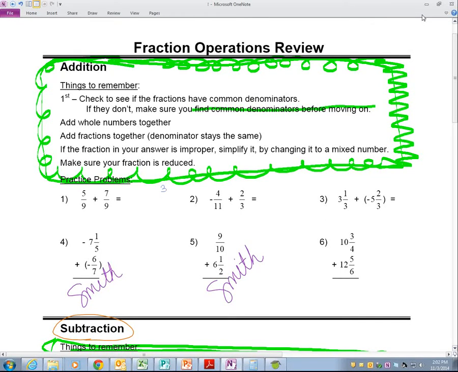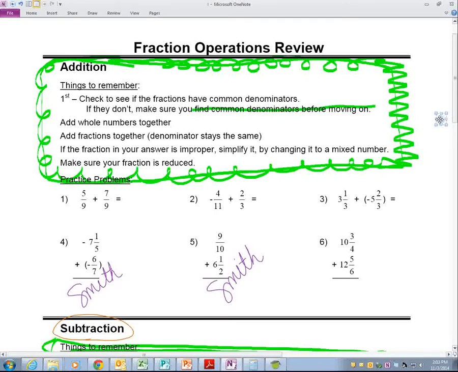Addition. Things to remember: the first, you have to see if the fractions have common denominators. If they do not, you have to make sure to find the common denominator before moving on. Common denominator. I want you to put a little underline in that in addition to what you highlighted. Or if you have a highlighter, highlight that part there. Good. That's going to be the biggest thing for adding and subtracting fractions. Having a common denominator. Class, what's the biggest thing for adding and subtracting fractions? Finding the common denominator. Beautiful. You have to have it as a common denominator before you can work with it. Okay?